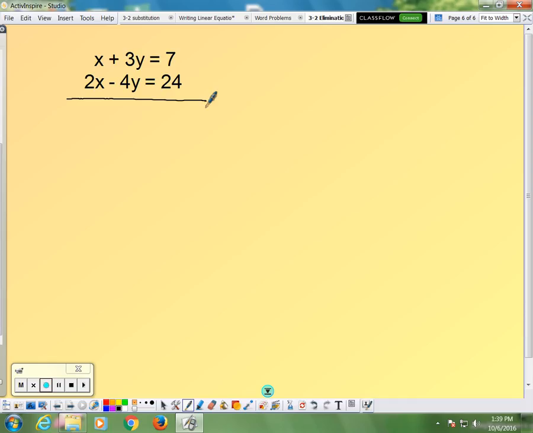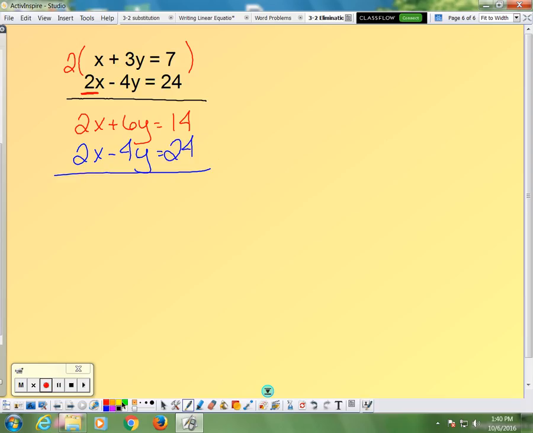I need to decide, am I getting rid of the x's or am I getting rid of the y's? So in the case of this problem, I'm going to choose to get rid of the x's. So to get rid of the x's means I need to multiply the top row by whatever the coefficient is of the bottom row. In this case, it's a 2. So this becomes 2x plus 6y equals 14. My bottom row is 2x minus 4y equals 24.